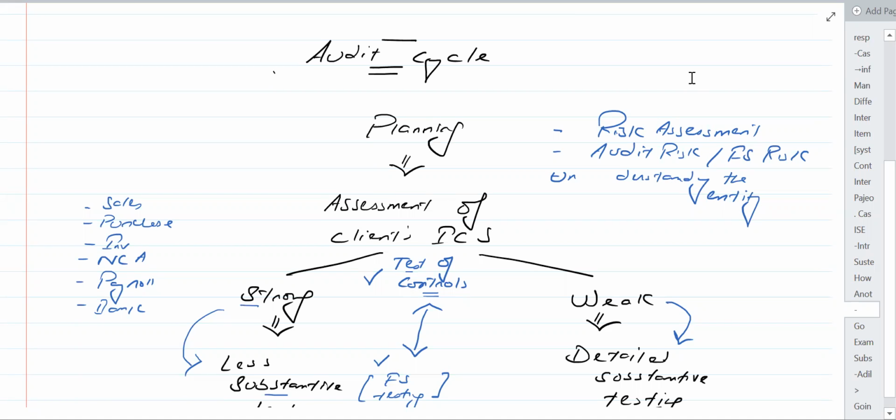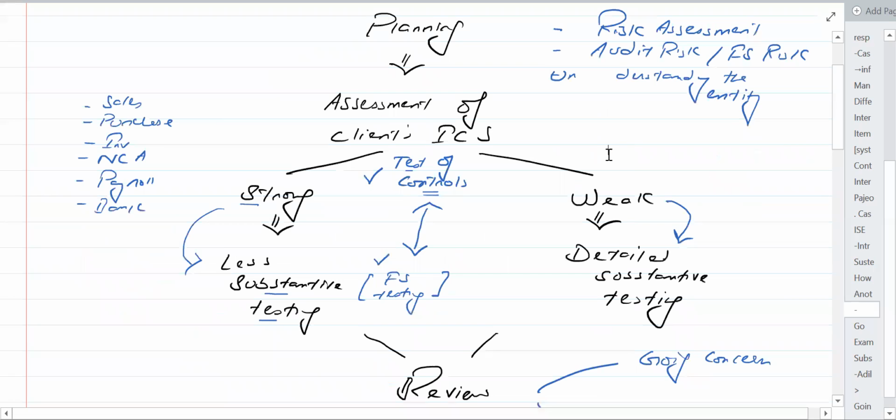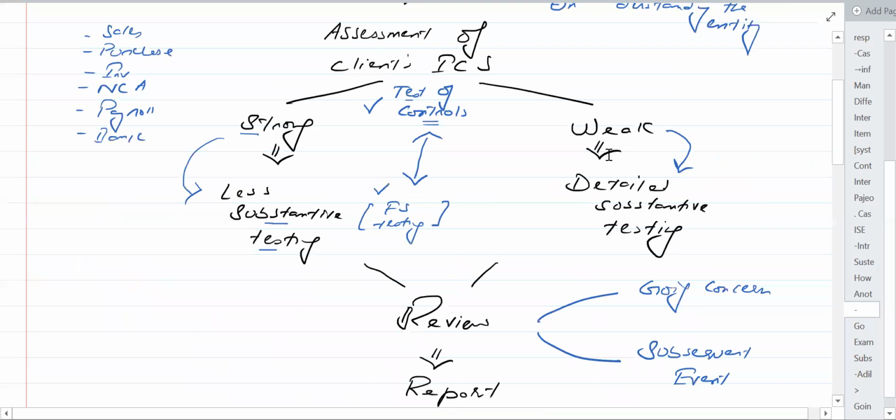So the assessment of the internal control system was the second stage of the audit cycle. The first stage was the planning, in which we did the risk assessment. We took the understanding of the entity, and by taking the understanding of the entity, we assessed the risk of material misstatement, and we also discussed the auditor's response in relation to the assessed risk. The second stage was the assessment of the internal control system, which was based on whether the system is strong or weak. If the system is strong, then we did less substantive testing. And if the system was weak, we did the detailed substantive testing.